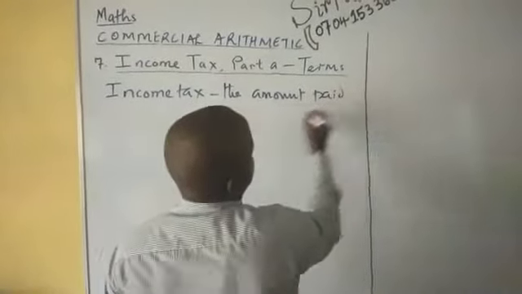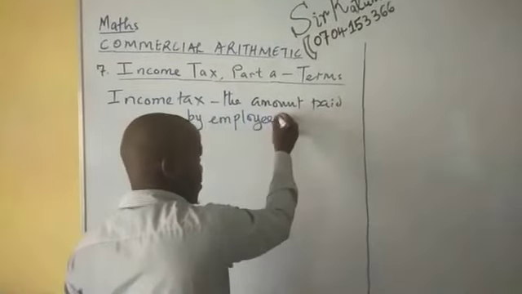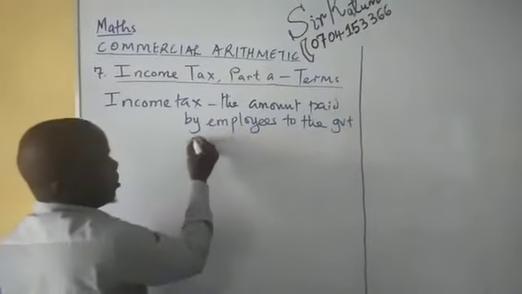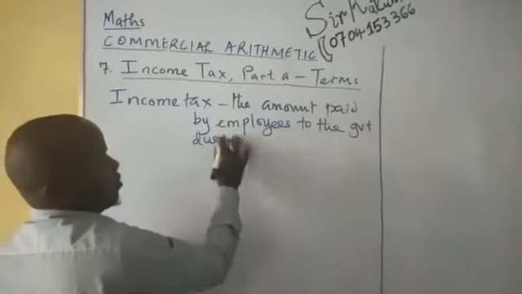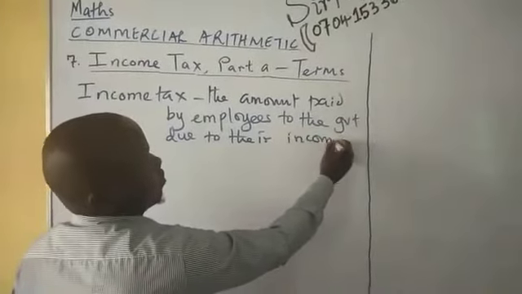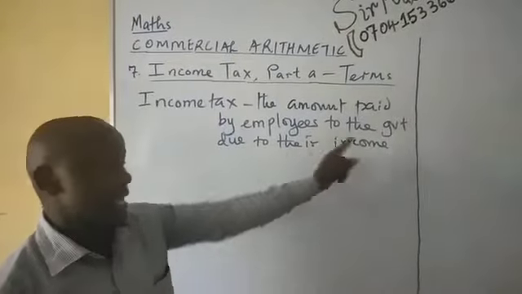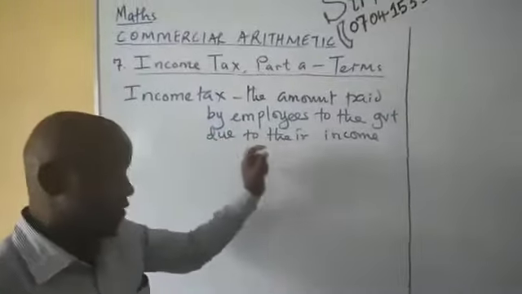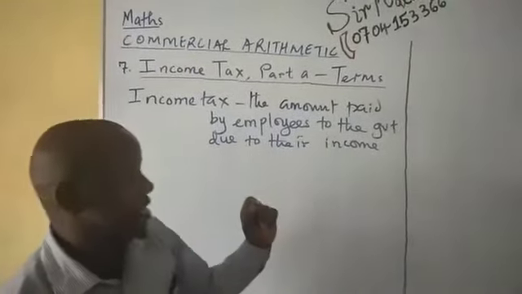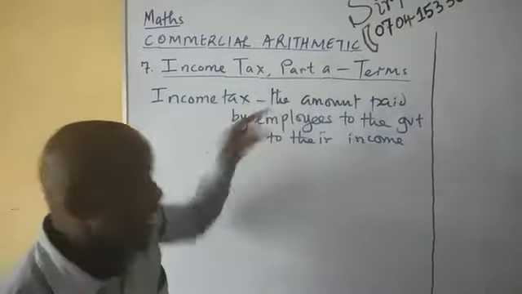The amounts paid by employees to the government due to their income. So you get some income, there is a requirement by the government that you take a portion of it to the government, and that portion which we take to the government due to our incomes, we're calling it income tax.